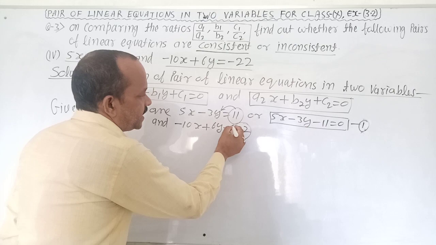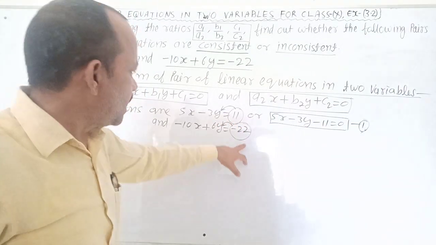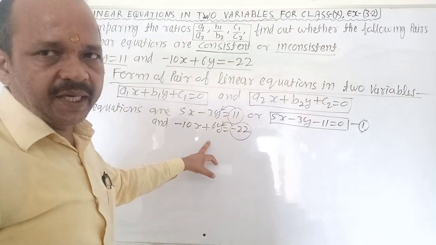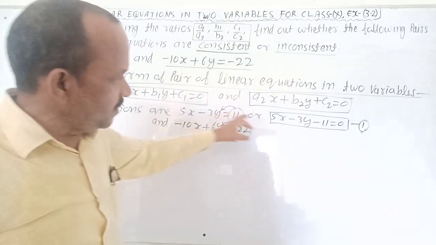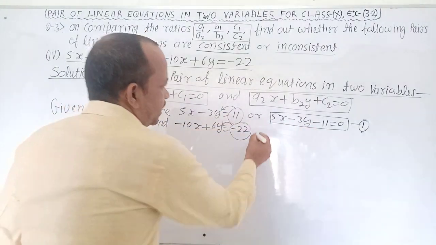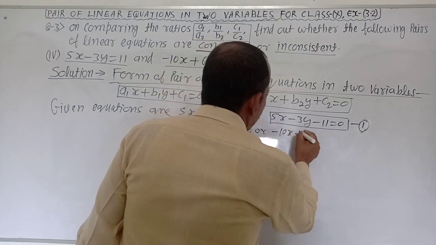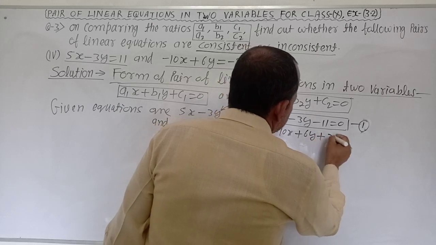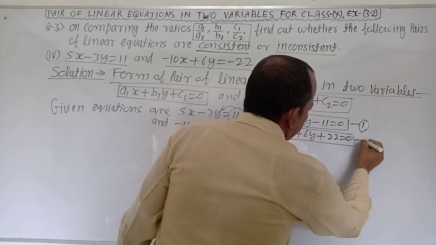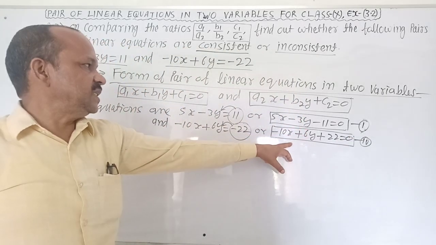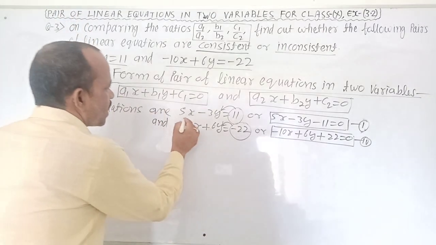You can write minus 22 on the left side of equal. It becomes plus 22. Here plus 11 became minus 11. Or minus 10x plus 6y plus 22 equal to 0. It is equation second. Equation first and equation second are clear. No confusion about it. Very good.